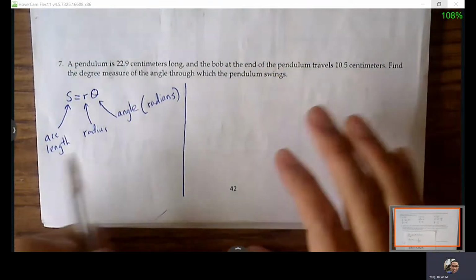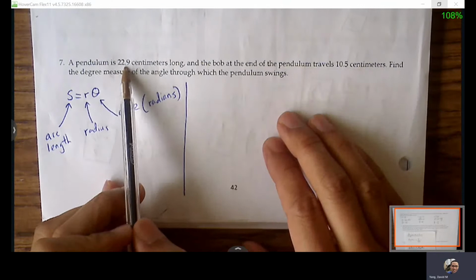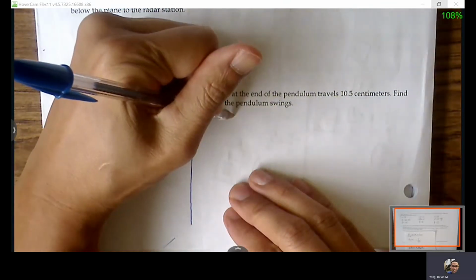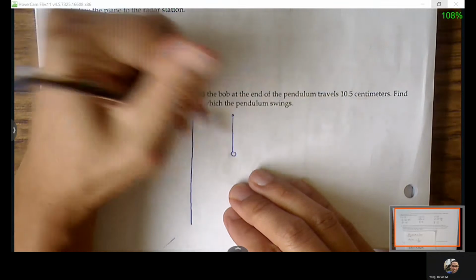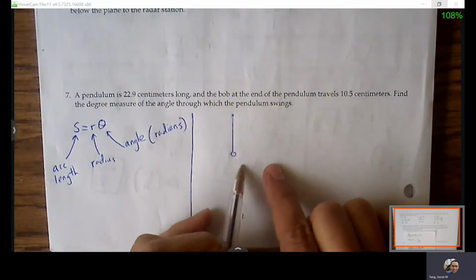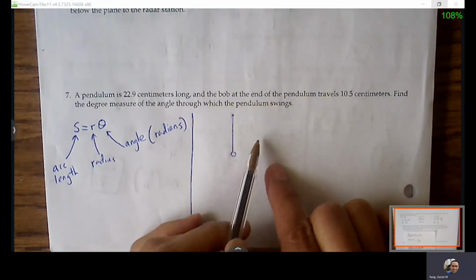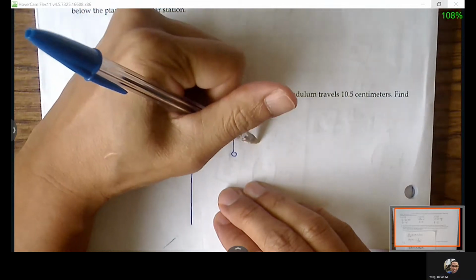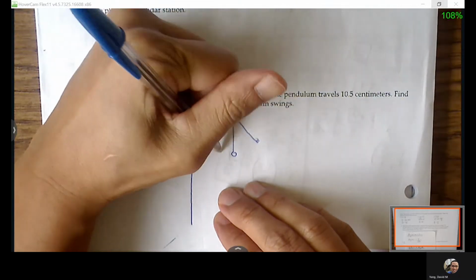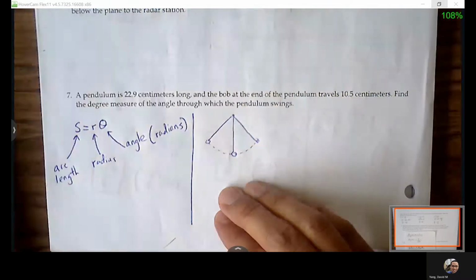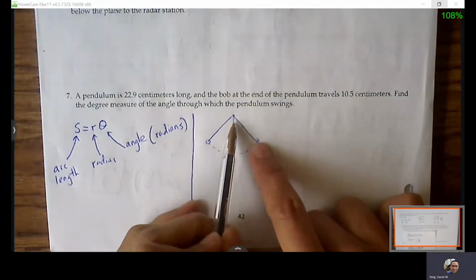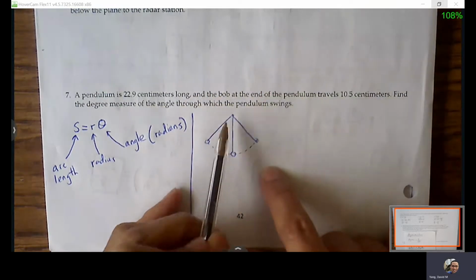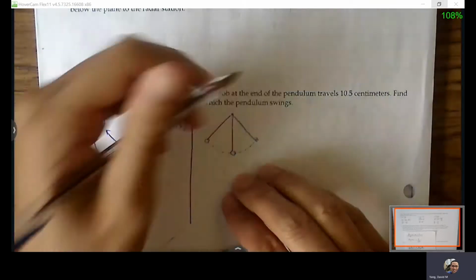Okay, so we have a pendulum that's 22.9 centimeters long. So this pendulum is going to swing back and forth in an arc path. We can think of this as the radius, because if it were to go a full circle, it would represent the radius of a circle.